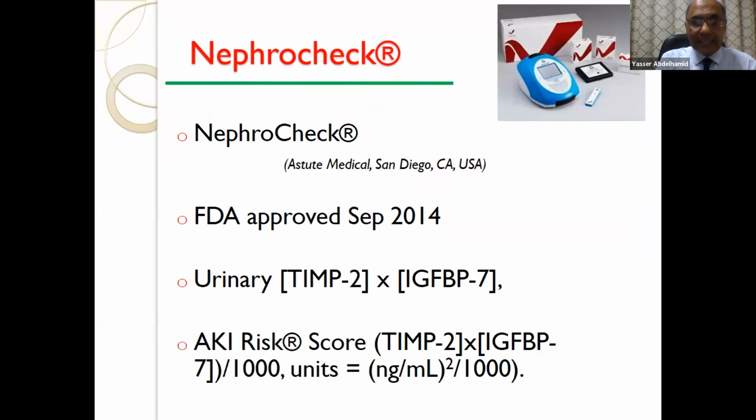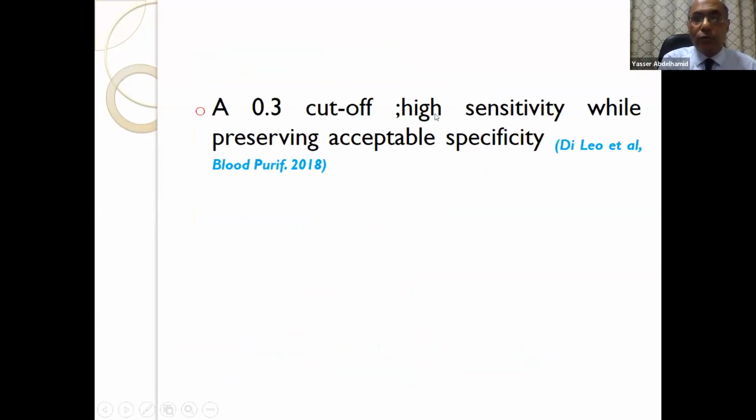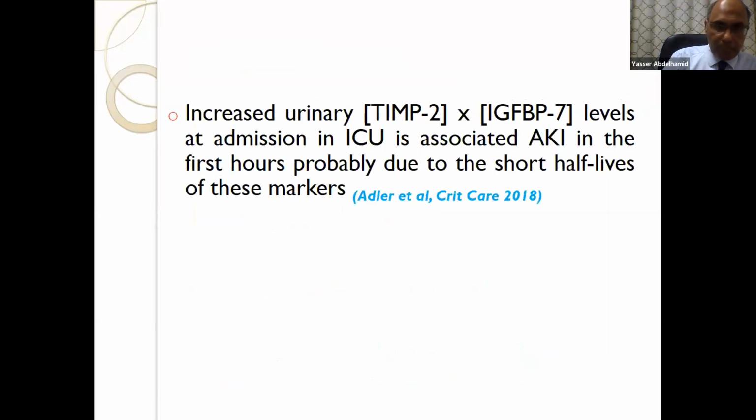This is the result. It is calculated according to a risk score by this equation. And a 0.3 cutoff value was found to have high sensitivity while preserving acceptable specificity. يعني ممكن بالدبستيك نفروتشيك دي دبستيك to detect the markers in the urine وهي بيحسب الكالكوليشن المعادله ان هو found this patient الريسك بتاعه 0.3 or higher or lower than 0.3 cutoff found to have high or low risk. This study increased multiplication factor on admission associated with AKI in the first hour, probably due to the short half-life of this marker. Very early detection of acute kidney injury.